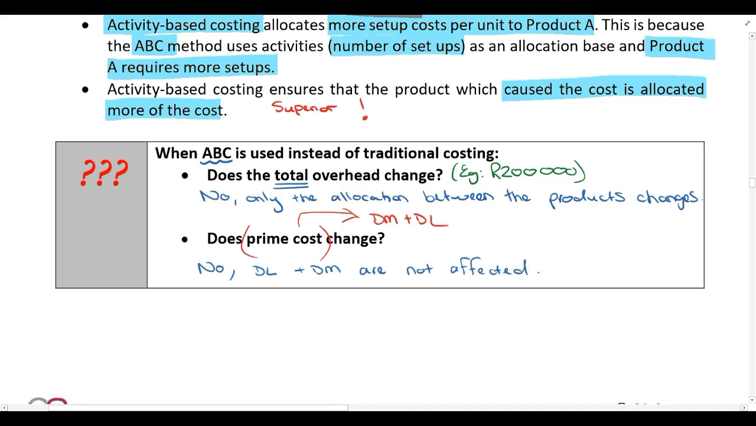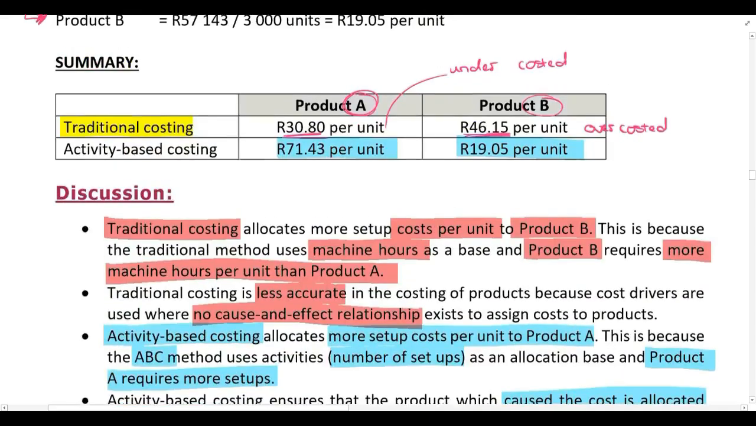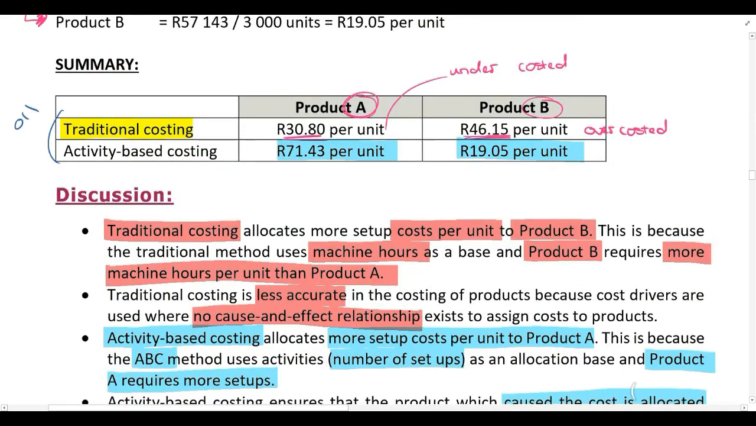Guys, all we are looking at is the allocation of the overhead between the products. Your material cost for product A and product B will not change if you're using traditional costing or activity-based costing. Your direct labor cost for product A and for product B do not change if you use activity-based costing or traditional costing. These prime costs do not change. The only thing that changes is our overhead cost per unit. The total overhead doesn't change. It's still 200,000 Rand, but your overhead cost per unit is the only thing that ends up changing. Everything else stays exactly the same.